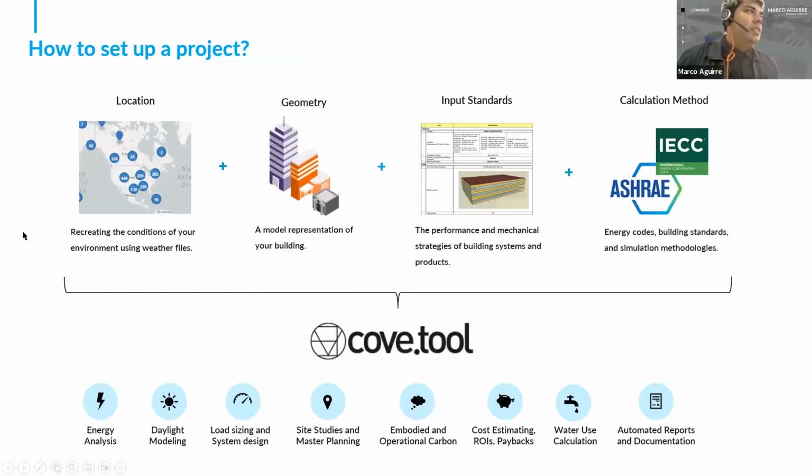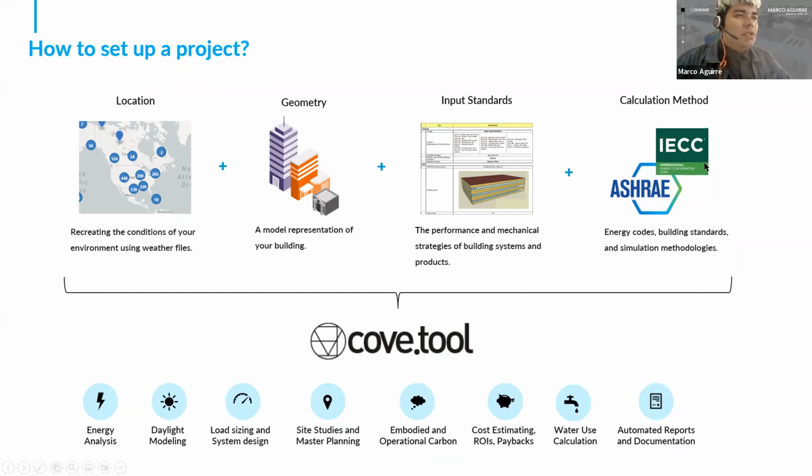If you haven't had the chance to set up a Cove Tool project, this is going to be really crucial to understand as to how we generate and set up your 3D analysis. So the 4 minimum requirements to set up a 3D model, or to set up any analysis in Cove Tool, are going to be knowing your building's location, the building geometry, the input standards, and also the calculation method that will help us run any of your results. And once we have those 4 inputs, we can set up the energy model, the daylight model, load sizing, system design, etc. You can see those on my PowerPoint slide.